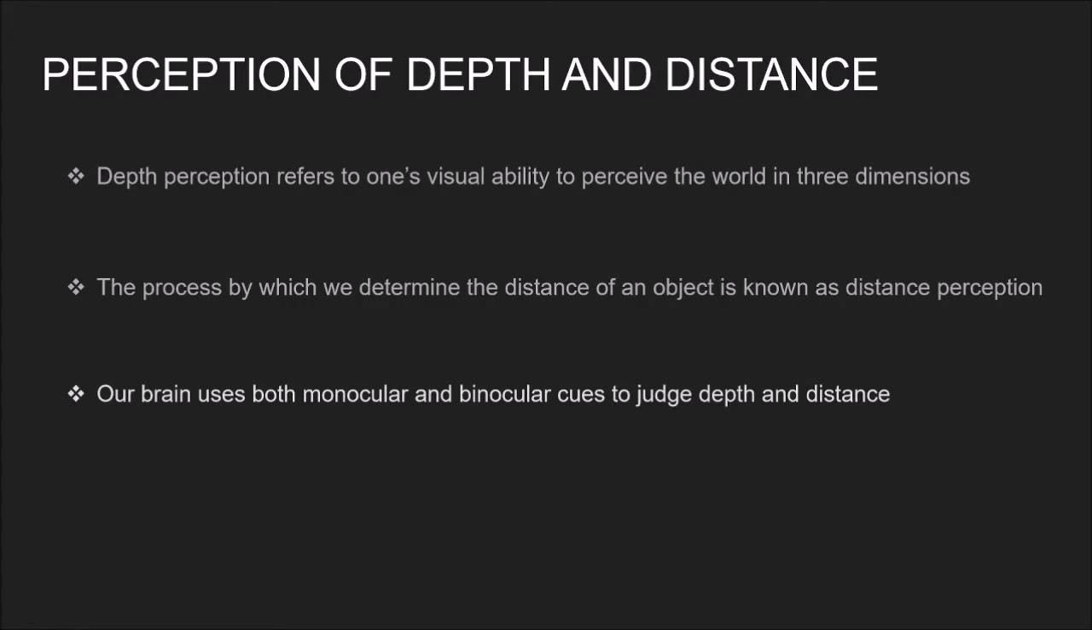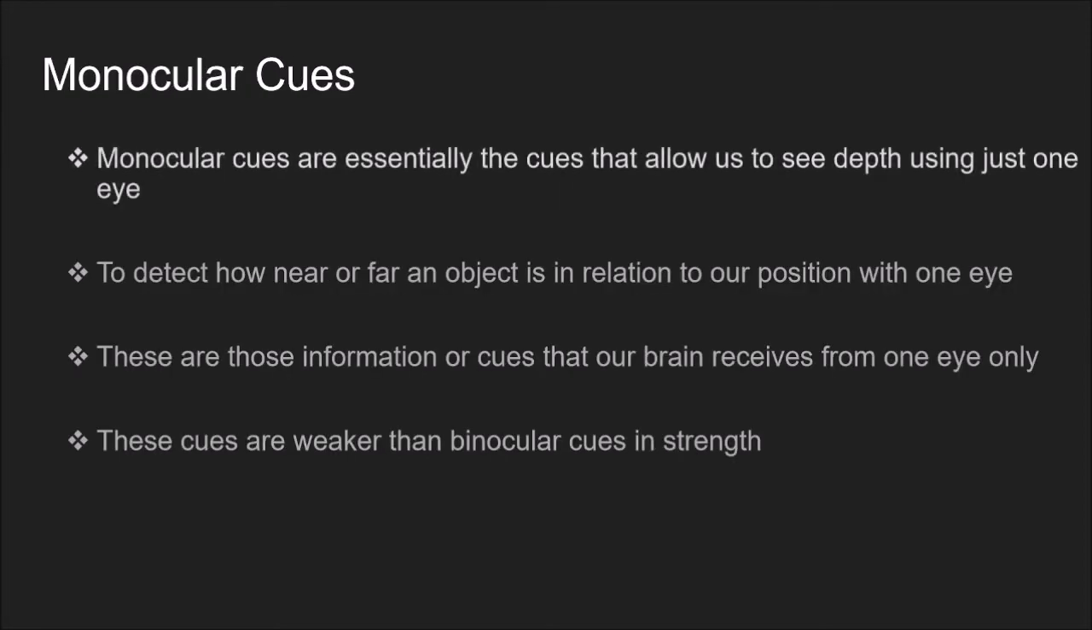Our brain uses both monocular and binocular cues to judge depth and distance. Now, a cue simply means a signal or an indicator. In general sense, monocular cues provide deeper information about a particular scene when viewed with one eye, whereas binocular cues provide deeper information about a particular scene when viewed with both eyes. Let's see this in upcoming slides. Monocular cues are essentially the cues that allow us to see depth using just one eye, or to detect how near or far an object is in relation to our position with one eye. These are those information or cues that our brain receives from one eye only.